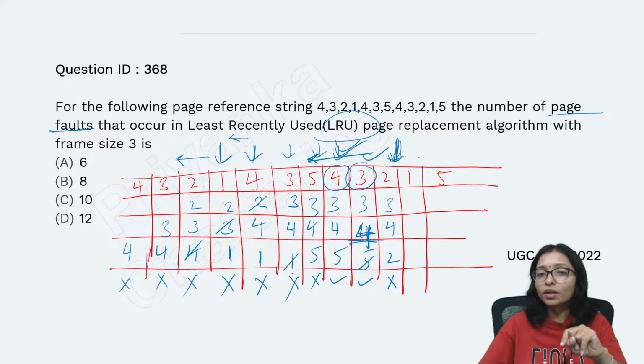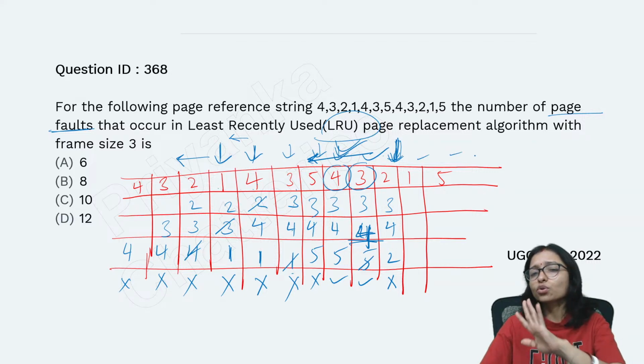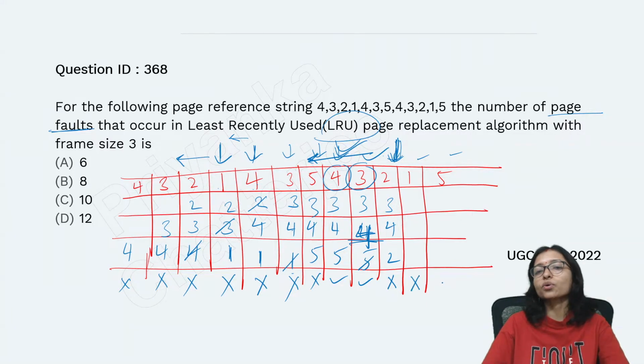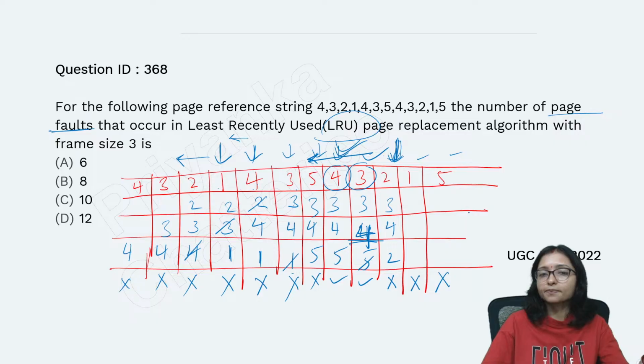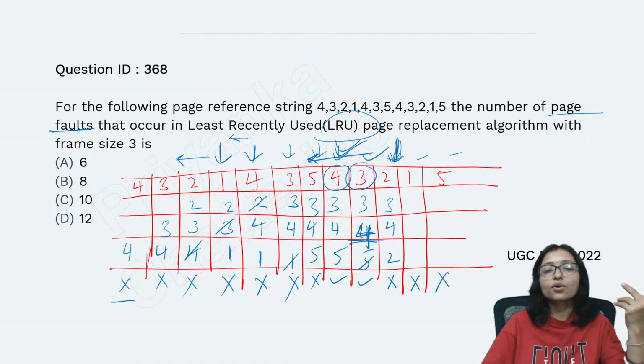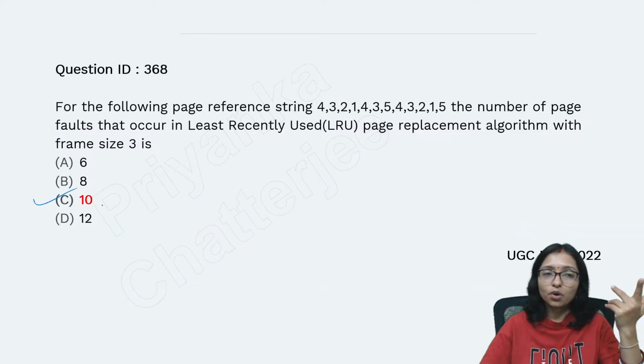Now the next 2 will also be a miss. No need to do it, don't waste your time, because 1 is not there. This is also going to miss. 5 is not there. This is also going to miss. Somewhere definitely save your time. So you can see here 1, 2, 3, 4, 5, 6, 7, 8, 9, 10. So 10 is the page fault.